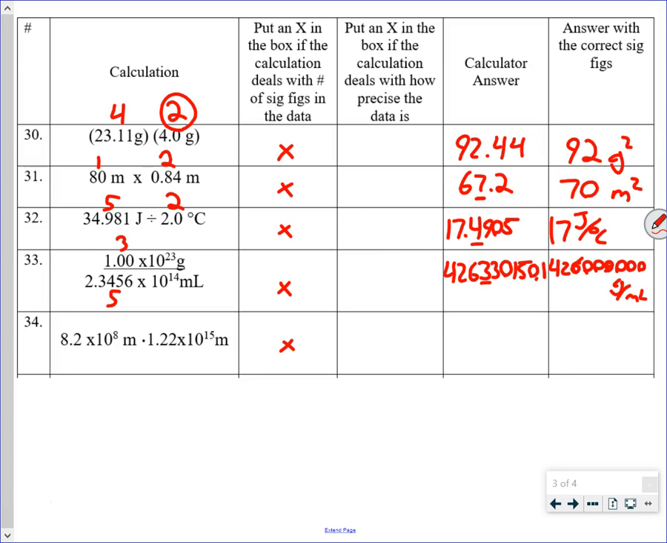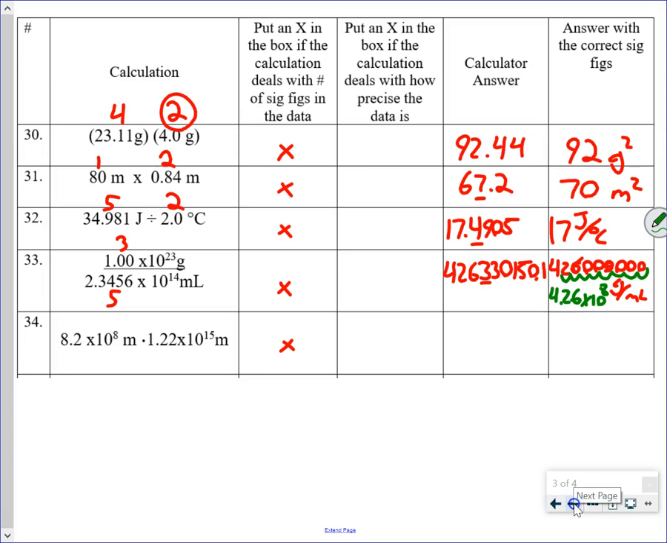But you could also report this as a scientific notation value. It might be a little easier even. So if we do that, we would have to move our decimal place, and I would go 1, 2, 3, 4, 5, 6, 7, 8 places over, and I could rewrite this as 4.26 times 10 to the 8, because that's how far I moved my decimal. Both of those values show only 3 sig figs, which is what our answer requires.